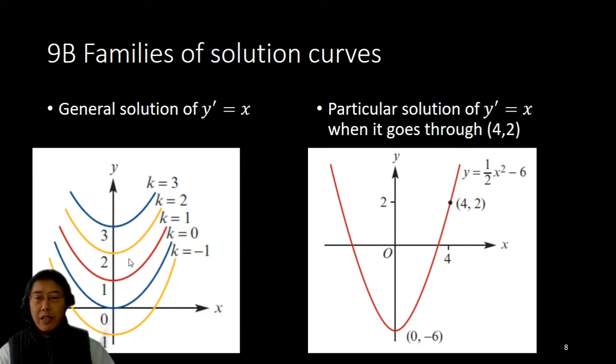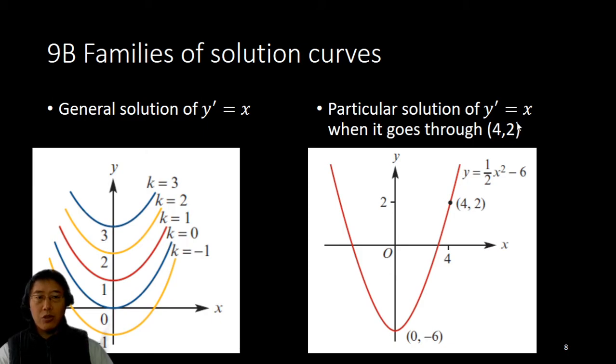As you have an infinite number of members for that family, to get that particular solution, you need to specify a point or a certain value. So here it's 4, 2. You substitute those values into that equation. That will give you the value of k. So you can only have now a unique parabola that will go through that point.